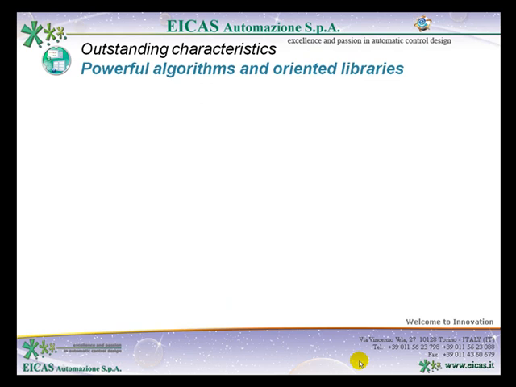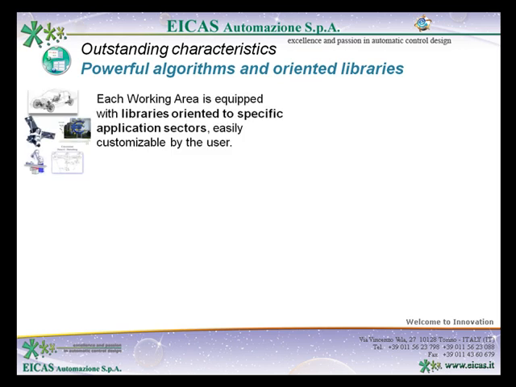Another outstanding characteristic is the fact that oriented libraries implementing specific key functions are at your disposal for supporting your control design, and that powerful algorithms are available for carrying out your system simulations. For supporting you during the system design, each working area is equipped with libraries oriented to specific application sectors, such as robotics, automotive, space and economics. Predefined models for engines, robots and others are available, depending just on a set of parameters. Besides, we offer, for specific sectors, libraries allowing not only an automatic generation of code, but also a control algorithm generation. The libraries are also easily customizable by the user, who can complete them according to their needs.